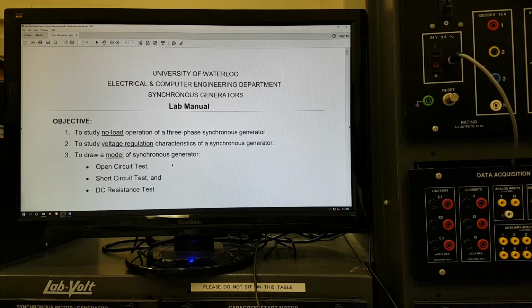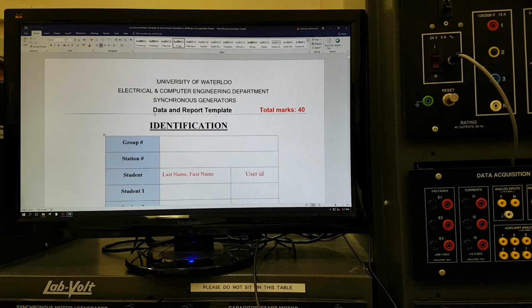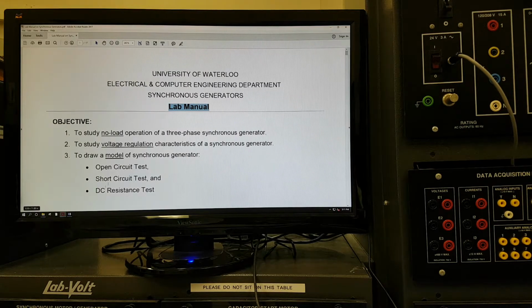Good day, everybody. Today we will be learning about the synchronous generators, and this is the lab manual. And I downloaded the data templates to record the data. So by using these two documents, we'll be doing the experiment, and I'll show you how the experiment is done. So the first thing is the objectives.